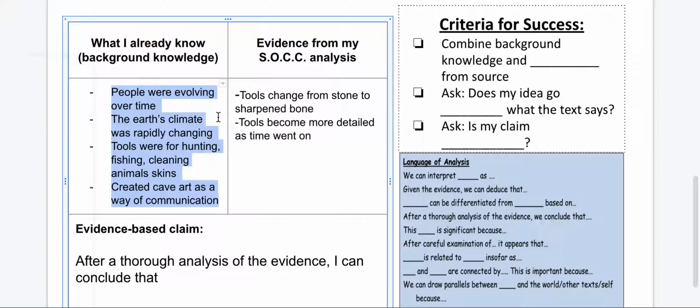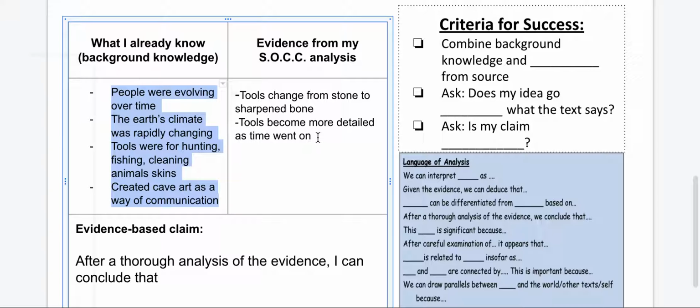I wrote down that people were evolving over time, so human evolution. The Earth's climate was changing. They had tools for hunting, fishing, and cleaning animal skins. And based on our class yesterday, they used cave art as a way of communicating.